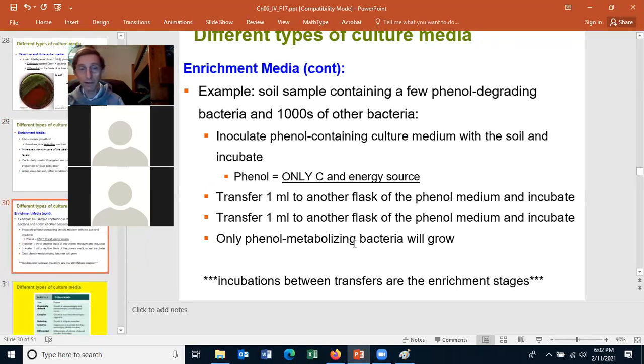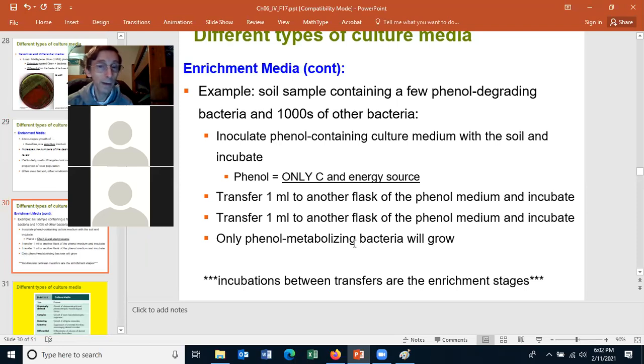An example of using an enrichment media: let's say that we are wanting to get from the soil a phenol-degrading bacteria. And there probably are a few phenol-degrading bacteria in our soil sample, but there are thousands of other bacteria. If we were to streak it out on a plate, our chance of getting a colony of the phenol-degrading bacteria would be really slim.